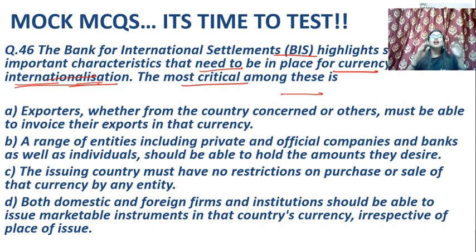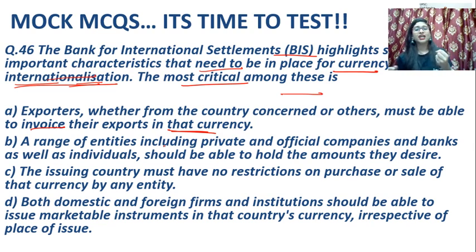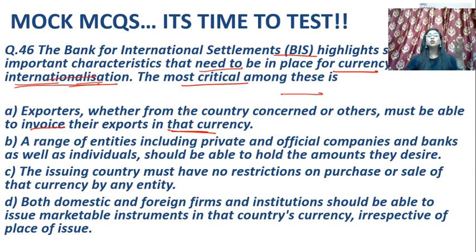Option A says exporters, whether from the country concerned or others, must be able to invoice their exports in that currency. Look at the keyword: invoice the exports in that same currency. Second, a range of entities, including private and official companies and banks as well as individuals, should be able to hold the amount they desire. Whatever amount they want, they should be able to keep in their hand. Third, the issuing currency, it could be India, the US, or Australia, must have no restrictions on purchase or sale of that currency by any entity.